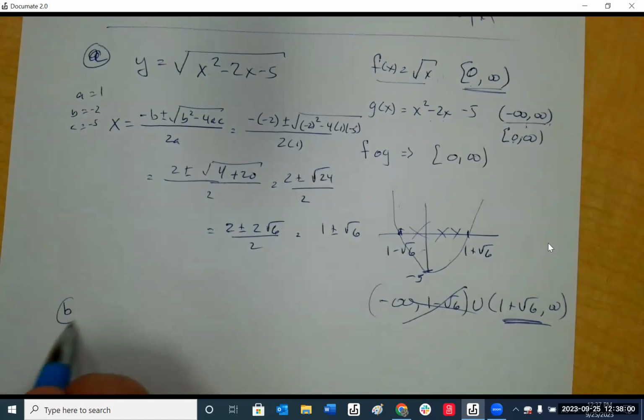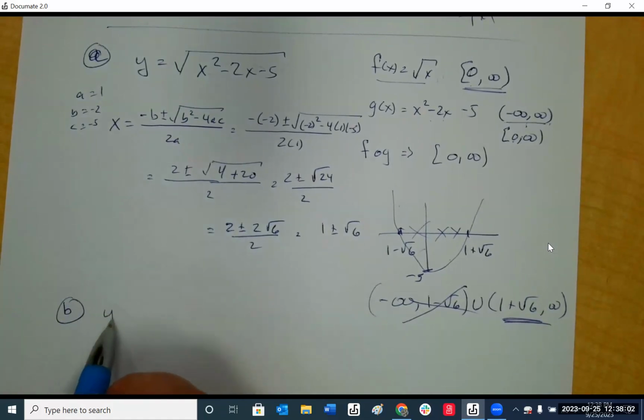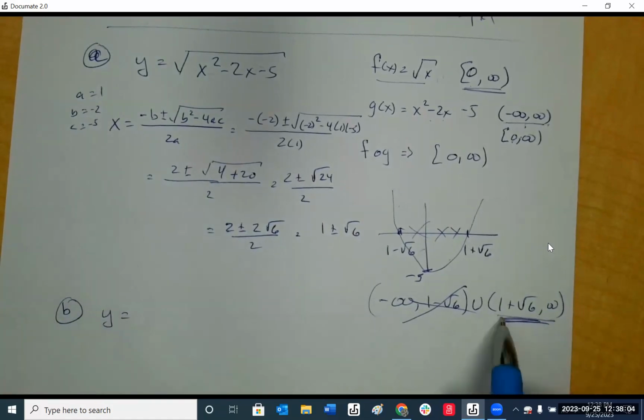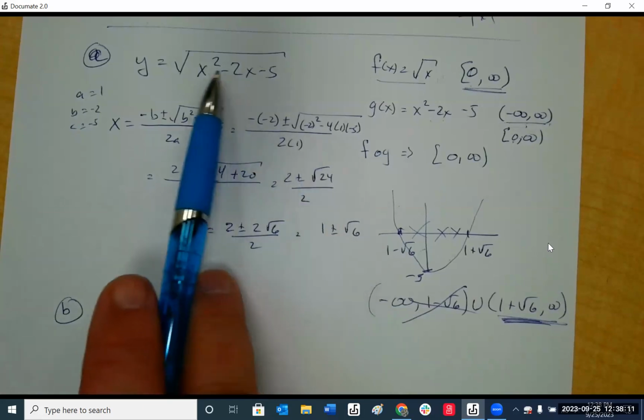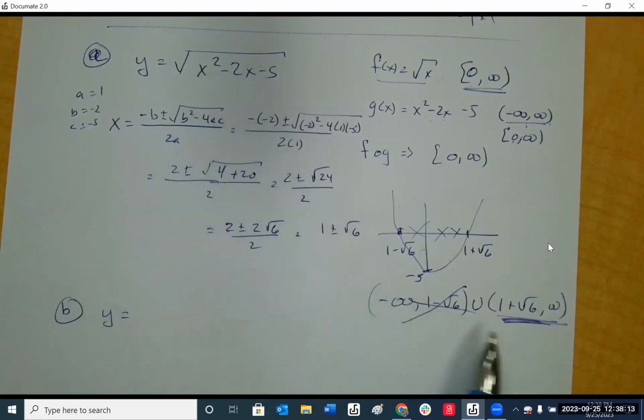Let's look at B. And so that's your domain, right? That's my domain. Yeah, it's continuous. We know it's continuous there because we know that both of these are continuous individually. But since this one's restricted, we can only take the upper half.